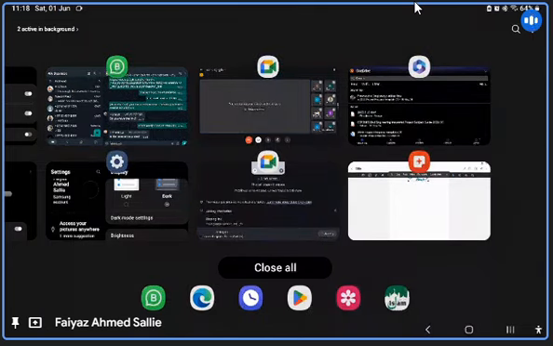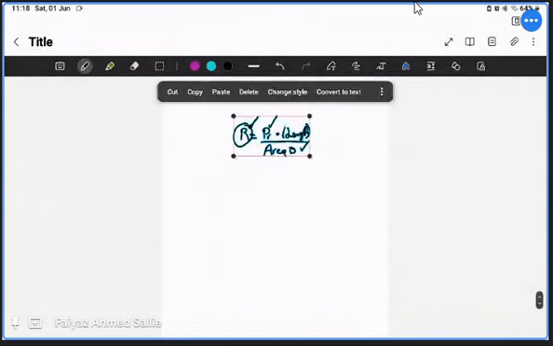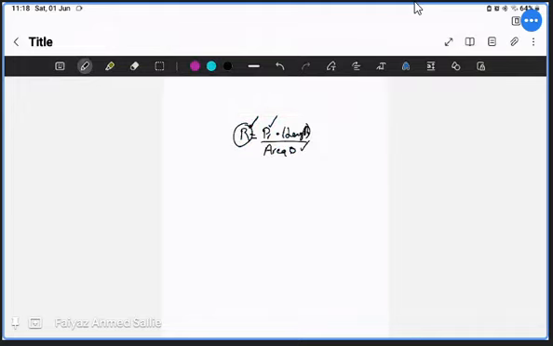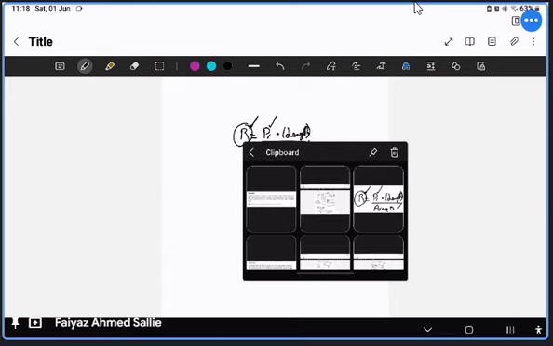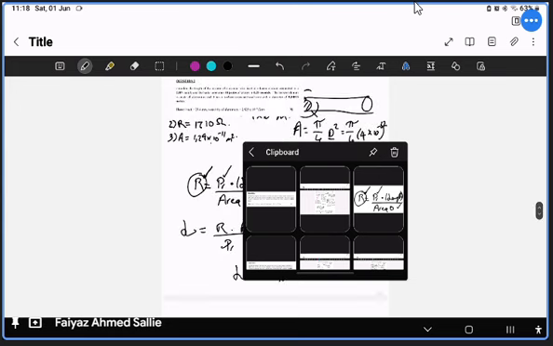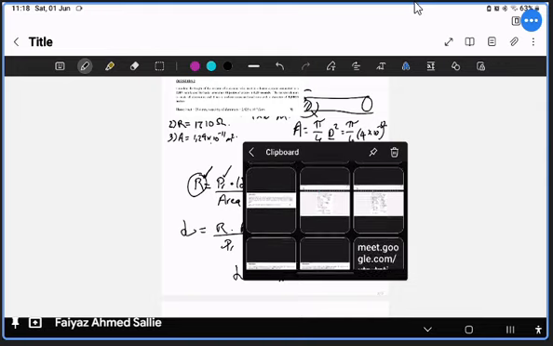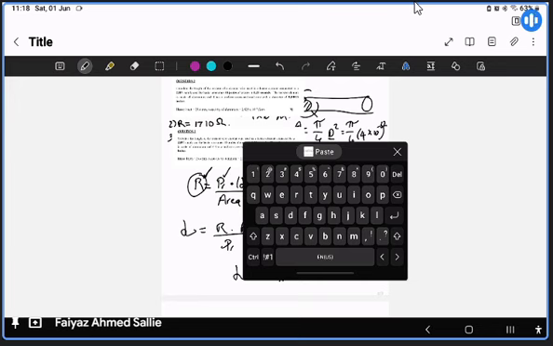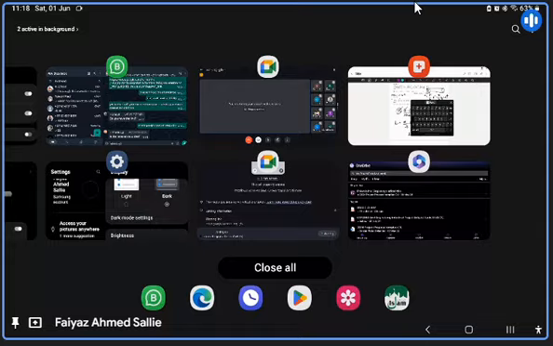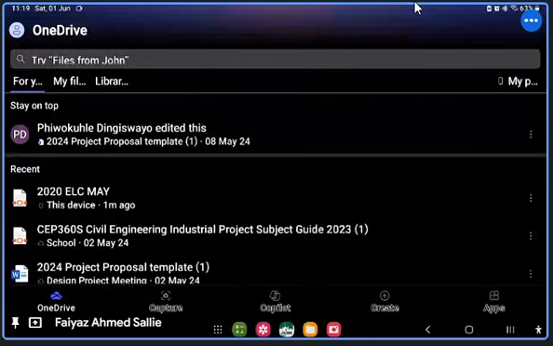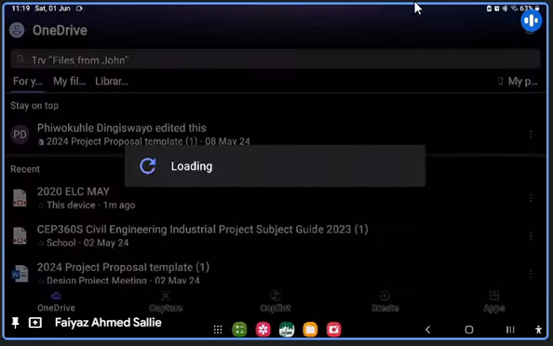I don't know what's happening, but it's not working. Let me just copy this question again because it does not want to copy this question. Hopefully it'll copy this question. Let's see question number 3.